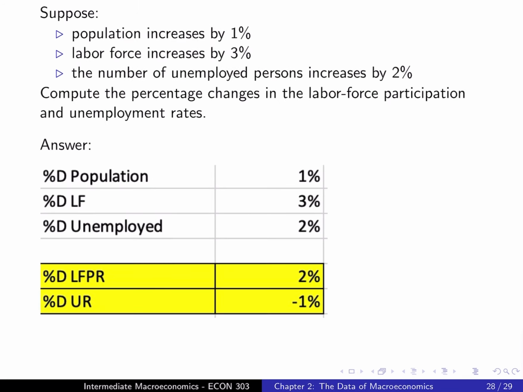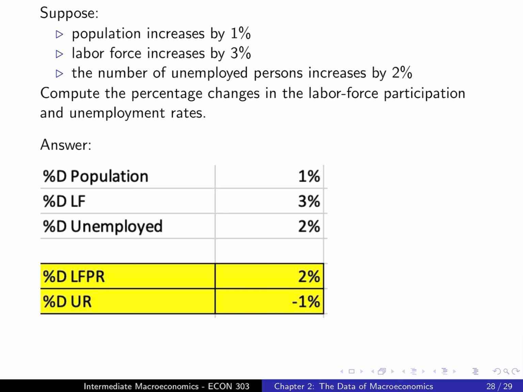Let's walk through another example that asks us to calculate changes in labor market indicators using percentage changes. Suppose the following changes occur. The total population increases by 1%, the labor force increases by 3%, and the number of unemployed persons increases by 2%. Now we are asked to compute the percentage changes in the labor force participation rate and the unemployment rate.